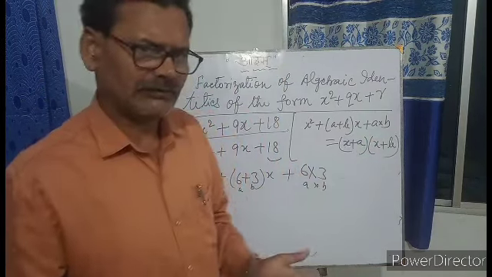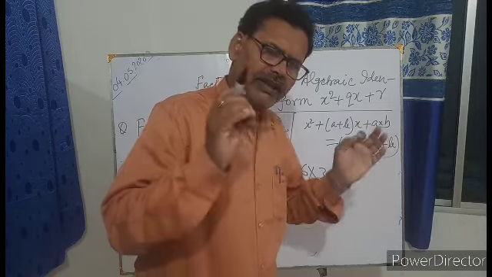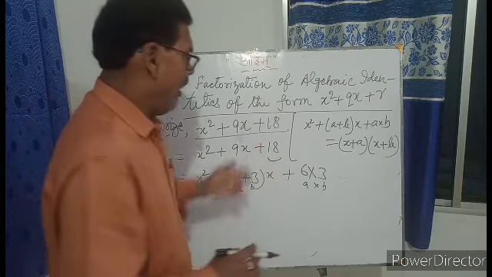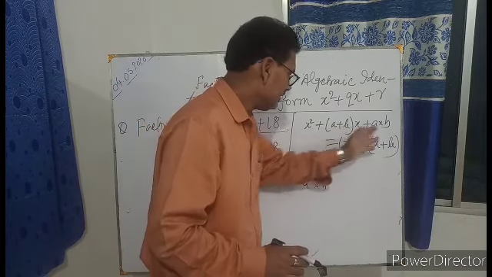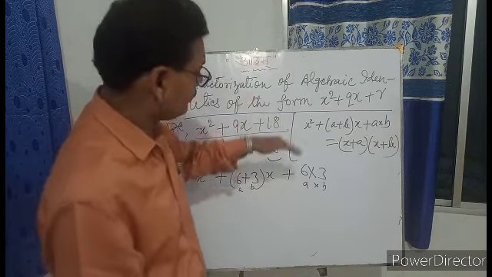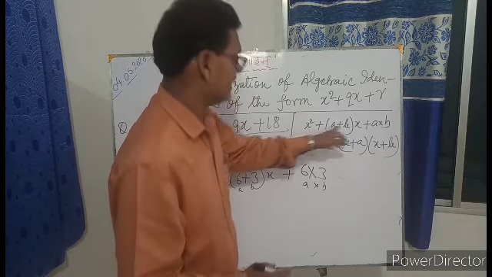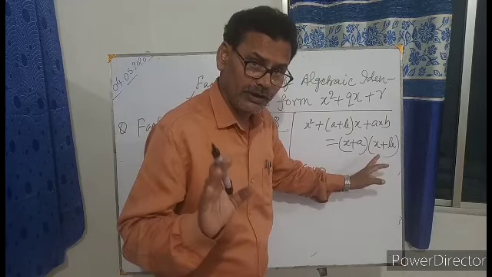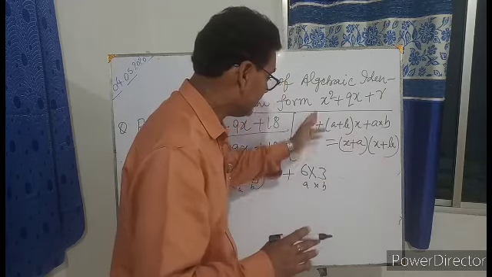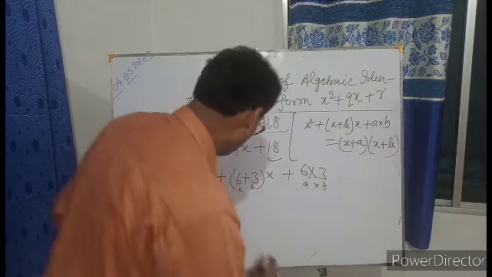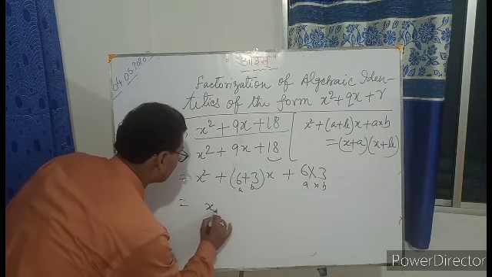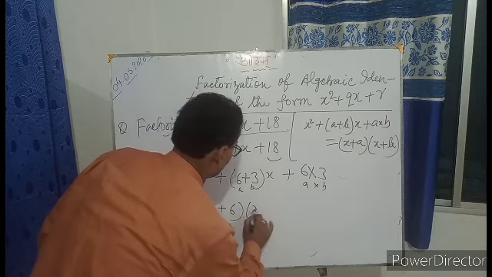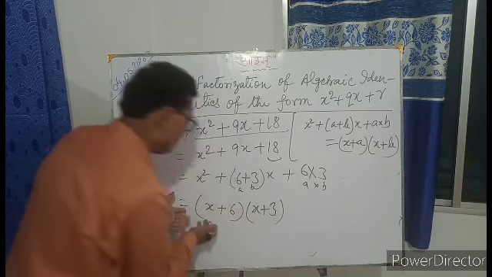so that you might get your concept very clear. So let us see, it is x square plus a plus b. Just based on the pattern of the LHS of this identity, it should be equal to RHS, and that is equal to x plus a into x plus b. So what will we have here, x plus a, what is a, 6, into x plus b, what is b, 3, and it is the factor form.